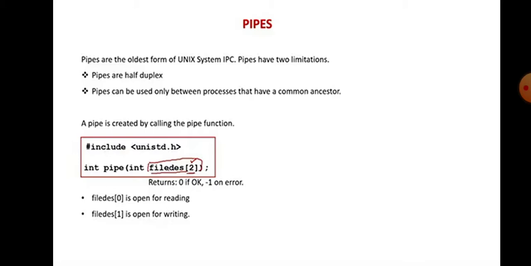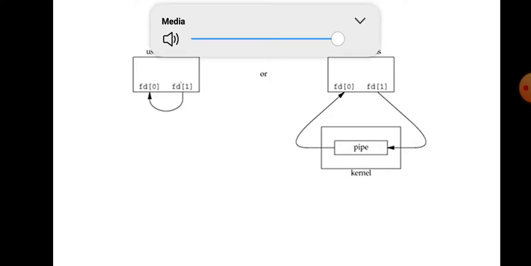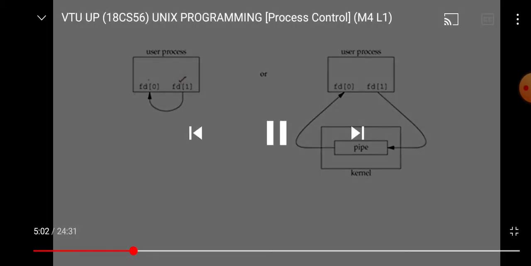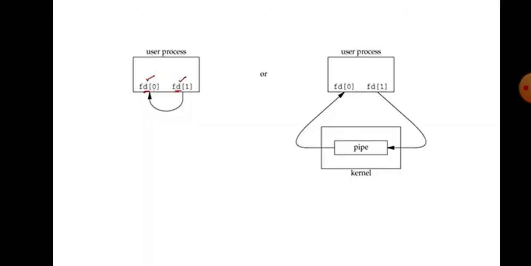So let us see the pictorial representation of this mechanism. This can be represented in 2 ways. You can see 2 pictures here, one on the left and one on the right. The left half of the figure shows the 2 ends of the pipe connected to a single process, isn't it? This end is open for writing, and this is open for reading. So we are performing writing using file descriptor 1, and using file descriptor 0 the process is performing a reading operation.